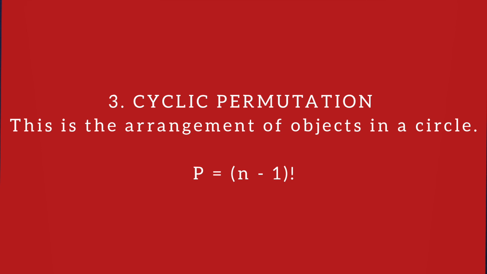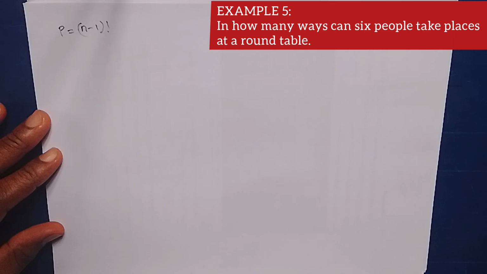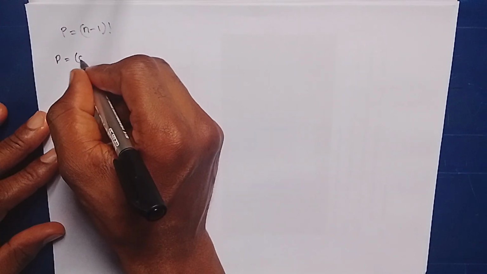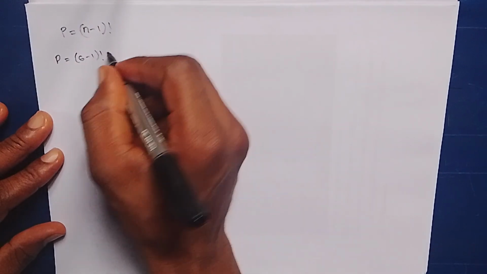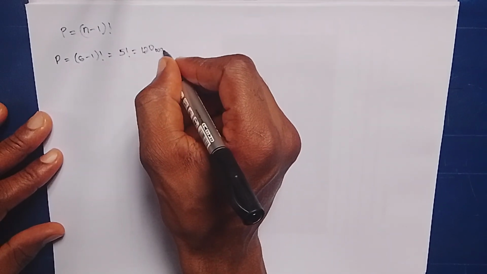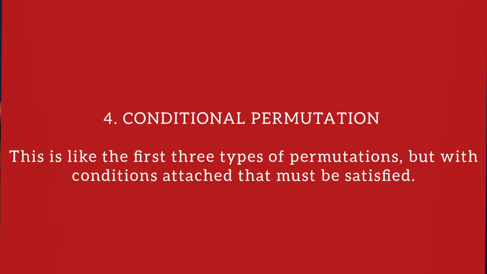The third type of permutation is a cyclic permutation, and this is the arrangement of objects in a circle, and it has a simple formula. P equal to n minus 1 factorial. Take for example, in how many ways can 6 people take places at a round table? A round table is a circle, so our P would be, how many people do we have? Our n is 6, simply 6 minus 1 factorial is equal to 5 factorial, which is also equal to 120 ways. That's simple.